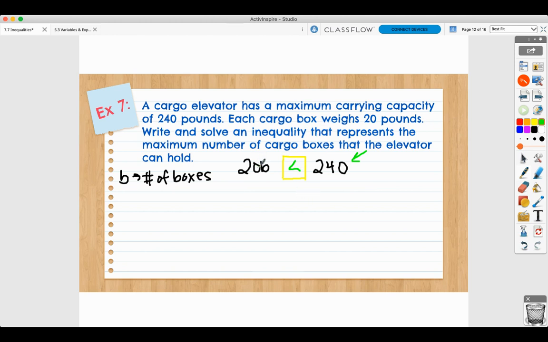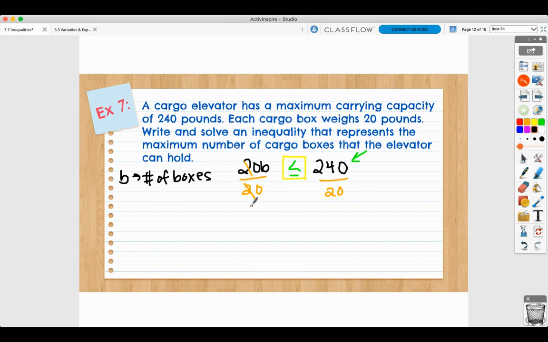And can the elevator hold exactly 240? The answer for that would be yes, it can. Why not? If the maximum carrying capacity is 240, that means it can carry 240. So whatever's on the elevator, which is on the left side, with the boxes, has to be less than or equal to 240. Now let's solve this inequality to see if this makes sense. This is multiplying, so we're going to divide both sides by 20.